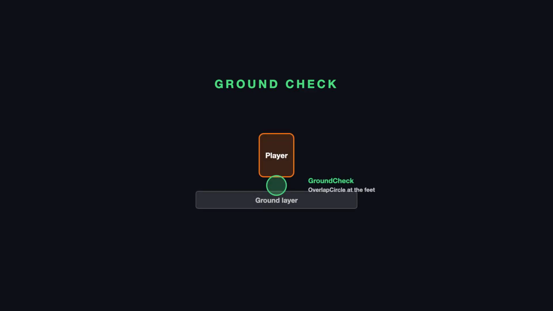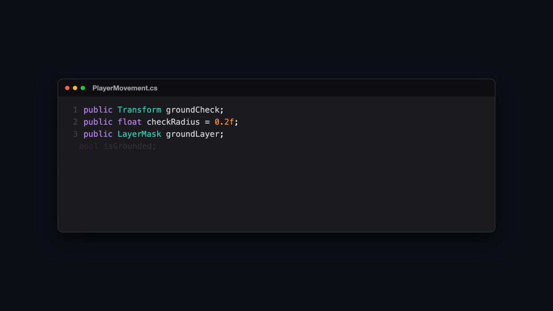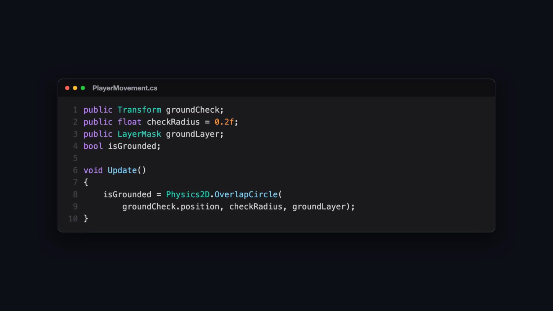Now, can the character jump? Only if it is on the ground, so we need a ground check. This is where that ground check point at the feet earns its keep. Add 3 fields. A transform for the ground check point, a small check radius, about 0.2, and a layer mask called groundLayer. In the inspector you drag the ground check child onto the transform, and set groundLayer to whatever layer your platforms live on.